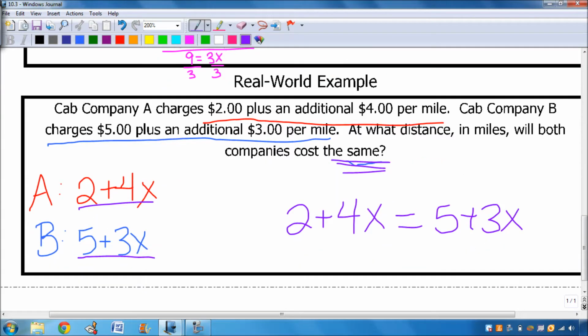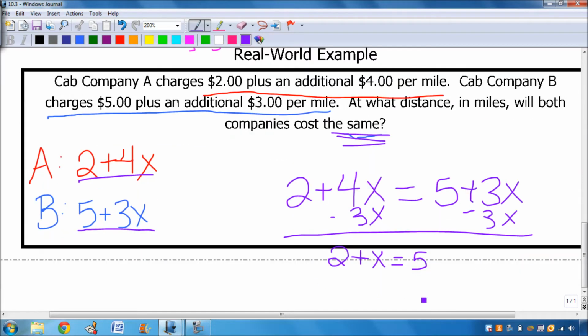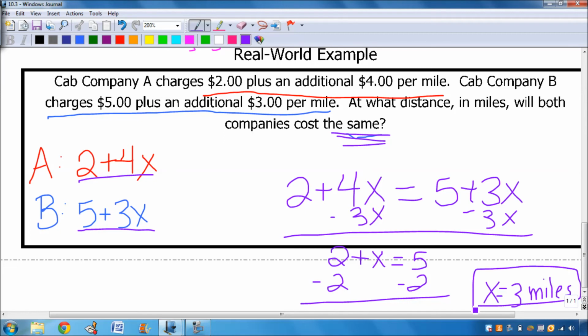All right? So then subtract 3x from both sides. You end up getting 2 plus x equals 5. Subtract the 2 from both sides, and you end up getting x equals 3. So your answer is it would take 3 miles for the two cab companies to cost the same amount. All right?